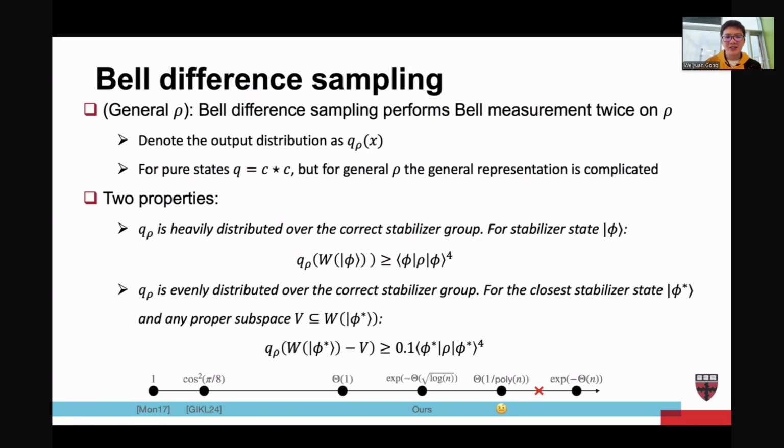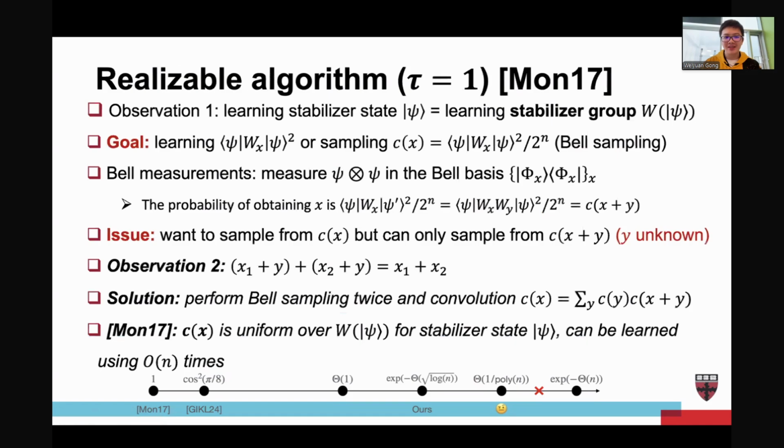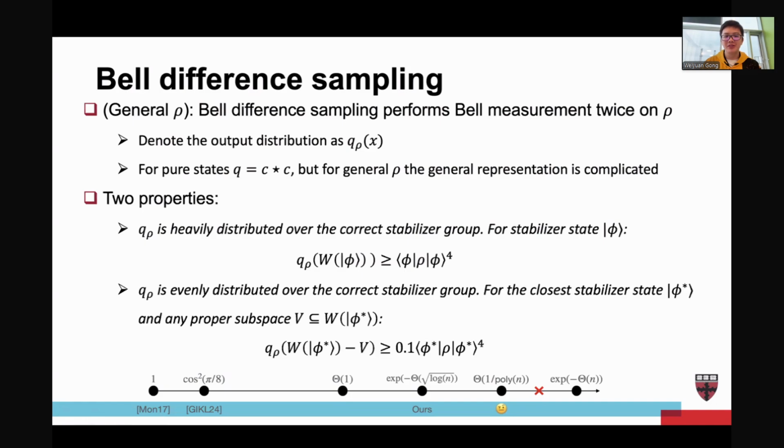I mean, this is just generally saying any rho. For any rho, if you perform Bell difference sampling, which is this line, perform Bell sampling twice and do convolution. This is called Bell difference sampling. And for any general rho, if you do Bell difference sampling, you will have the following two properties. Okay. Sorry, so in the previous slide, you do Bell difference sampling twice, and then what do you do?